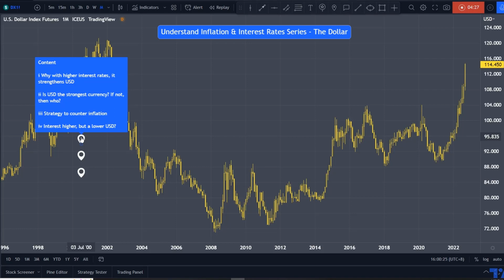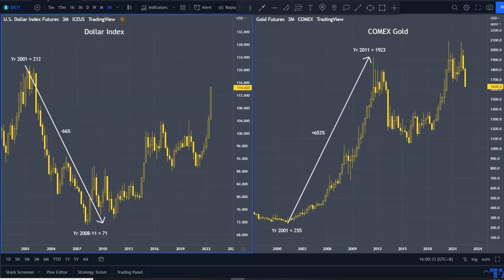Now, let's go to the second point here, which is: is the US dollar the strongest currency at this moment? If not, then who? Now, I felt that it is gold, whether it's COMEX gold or cash gold, they are the same. Gold, to me, is beyond a commodity. Gold is a currency today. So we're going to study the relationship between the dollar index and gold.